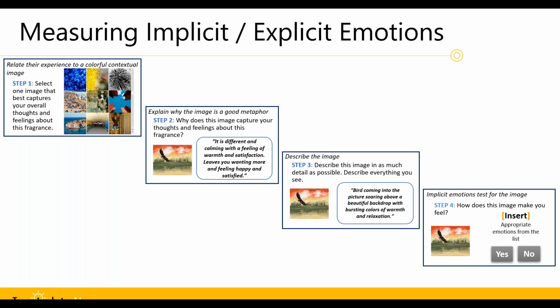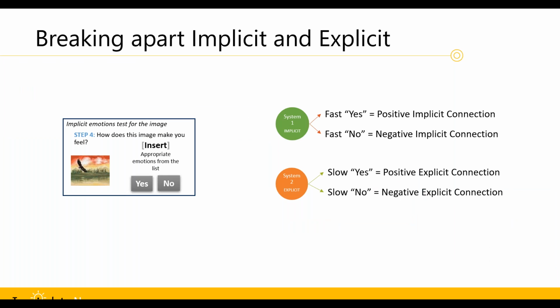And then finally, bringing them back to this implicit explicit test. Okay, now instead of measuring your reaction to the fragrance, let's measure your experience and your projection of thoughts and feelings from this image. So go through a series of discrete emotions. Is this something that makes you feel yes or no? And again, we're going to break apart that data the same way we would have broken apart the clean label example: fast yes, fast no, and so forth.